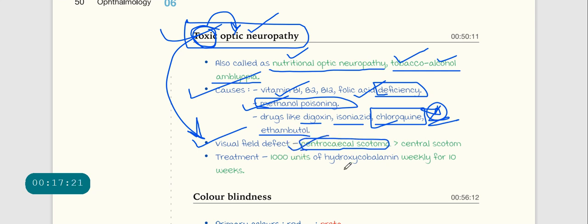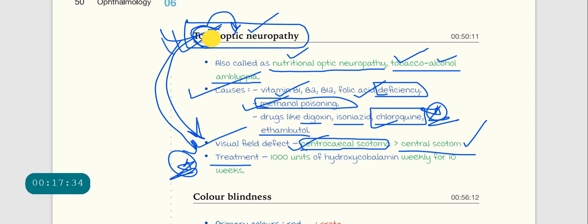What is the treatment? Very important part. The treatment for toxic optic neuropathy is 1000 units of hydroxycobalamin weekly for 10 weeks. So every week you have to give 1000 units of hydroxycobalamin, continuing for 10 weeks.